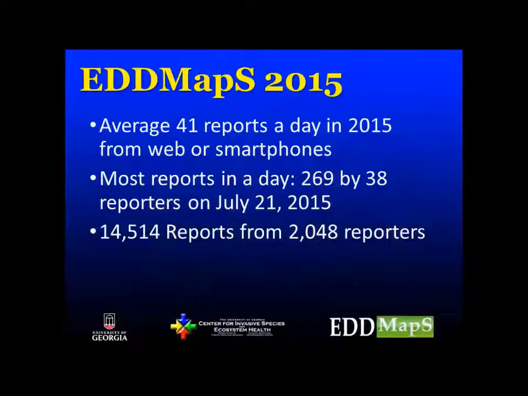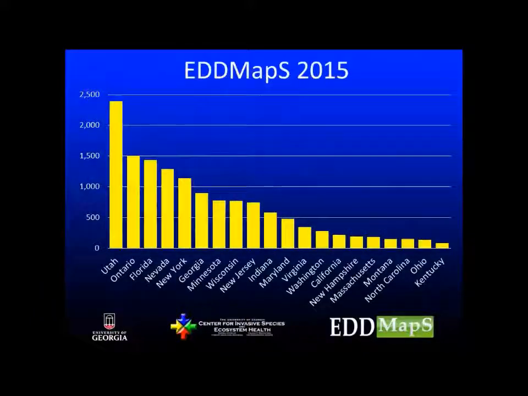And so in 2015, things were moving along pretty well. We were getting an average of 41 reports nationwide a day. Most reports in one day was 260, and we got 14,000 reports that year from 2,000 different individuals. And those are reports coming in from the smartphone or from the website.